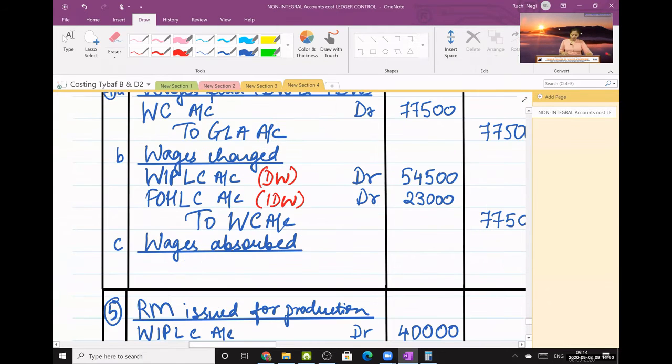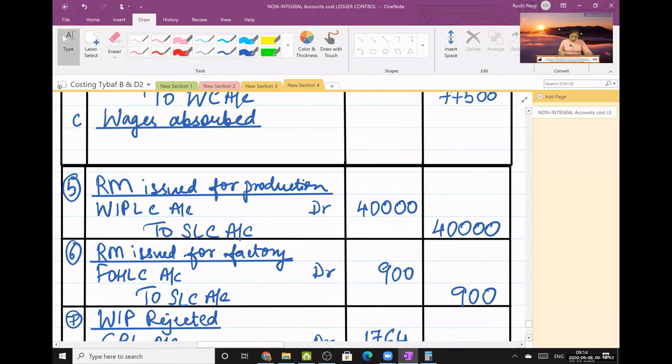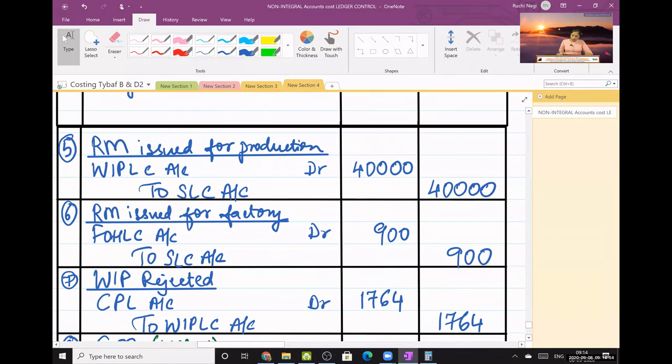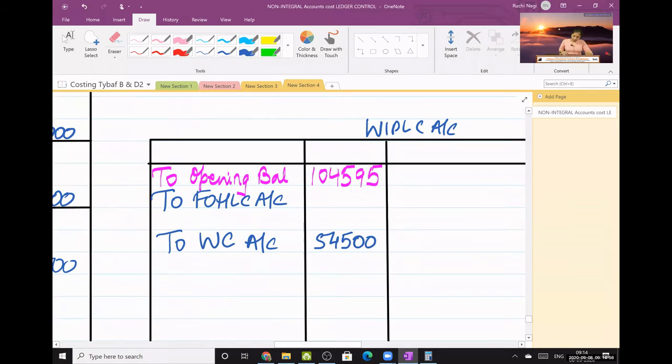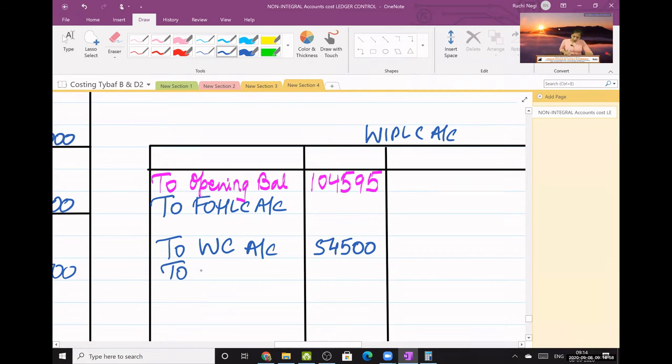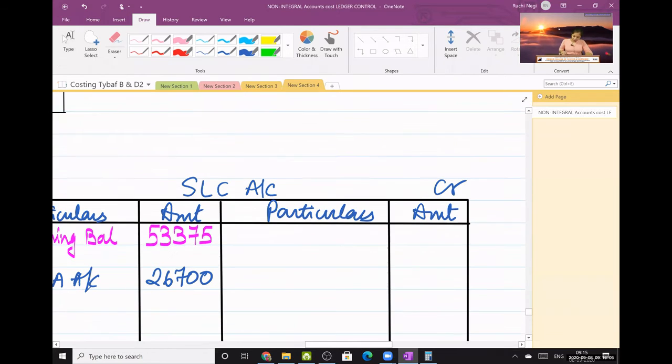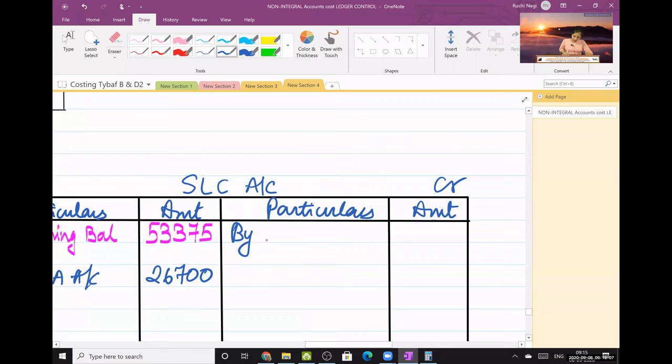Wages paid and charge absorption we will see from the ledger. Next, WIP to SLC, 40,000. Okay, WIP to SLC account, 40,000. Second effect by WIP account, 40,000.